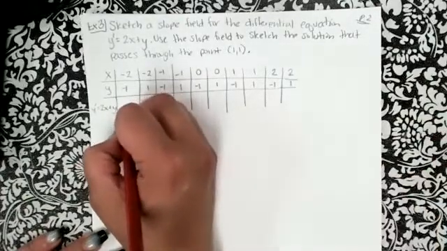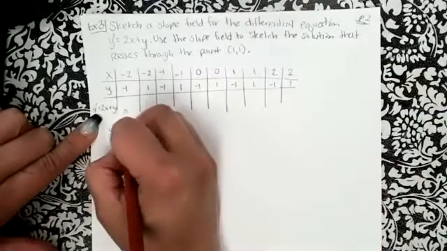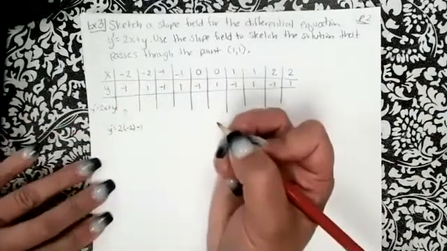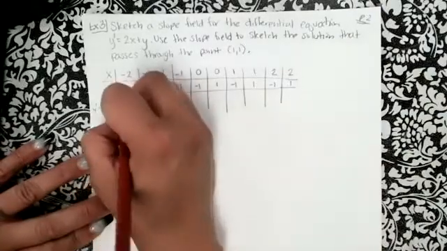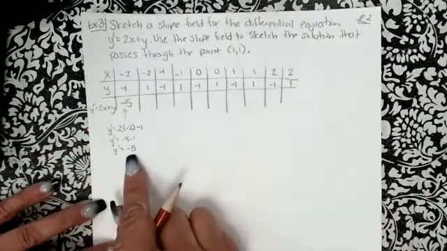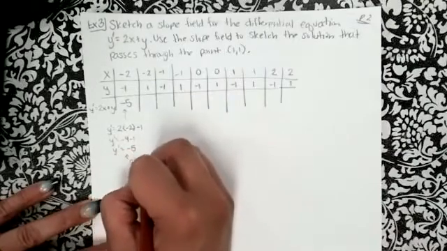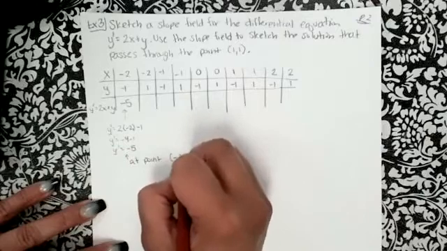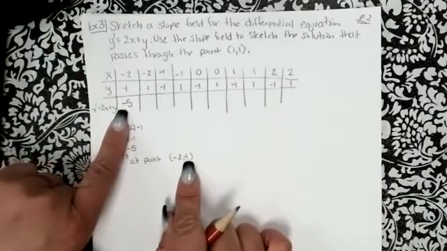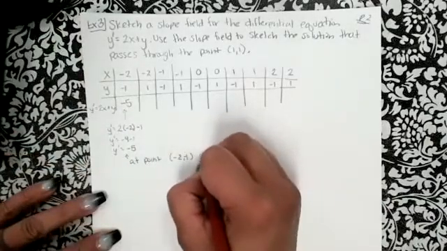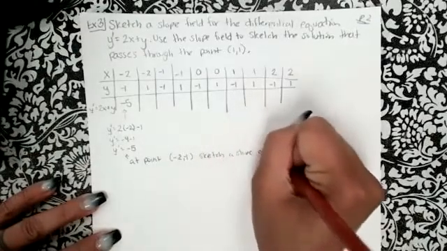So let's find out our first one right here. This y prime is equal to 2x plus y. The x in this case is -2 and the y is -1. So this comes out to be y prime equals -4 minus 1, so y prime equals -5. What that tells me is that at the point -2, -1, you want to sketch a slope of -5.